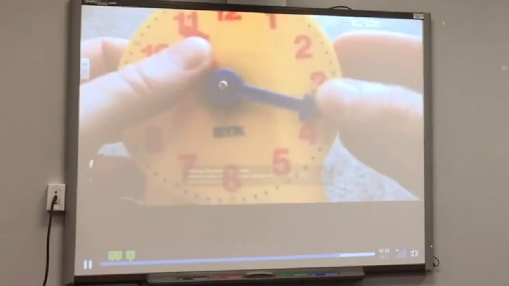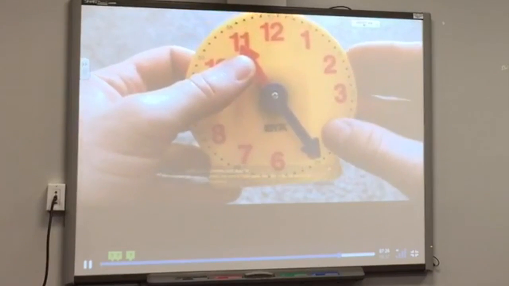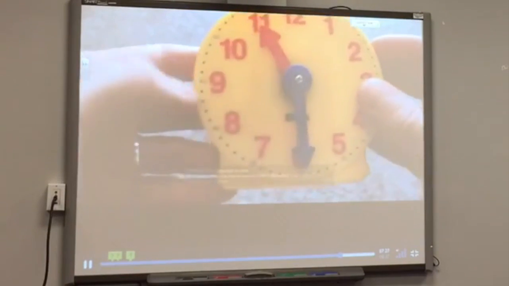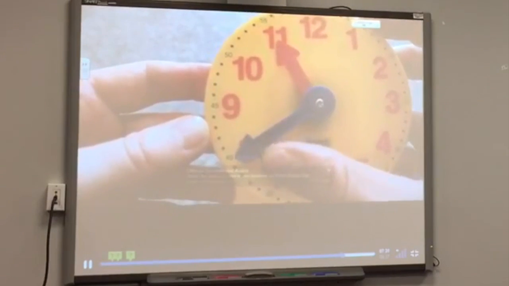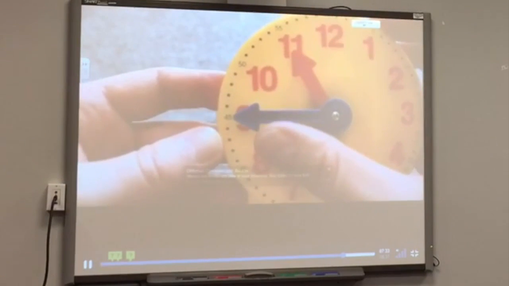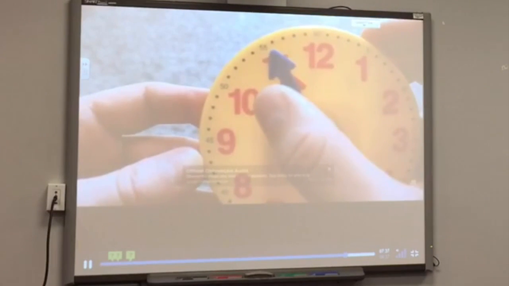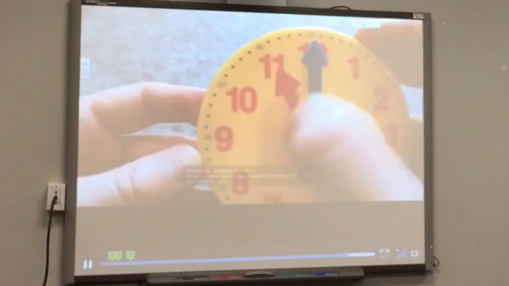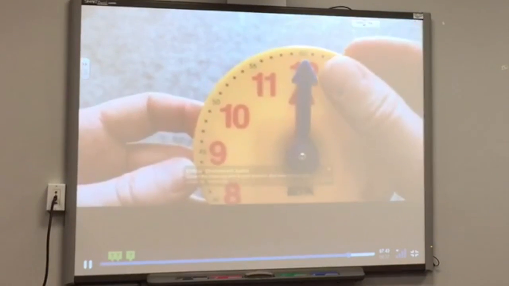11:15, 11:20, 11:25, 11:30, 11:35, 11:40, 11:45, 11:50, 11:55, and then we go to the 60, which means we're actually at 12 o'clock, which is where we started.